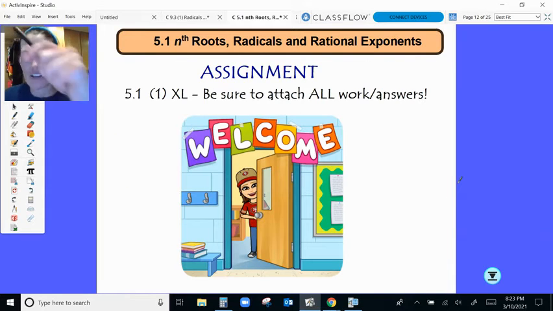Okay, so you have an Excel and Google Classroom, and make sure you show your work. There's some of them you're not going to have a lot of work on, so just make sure you write your answer down. But then there's some of them you will have quite a bit of work on, and I want to see that.